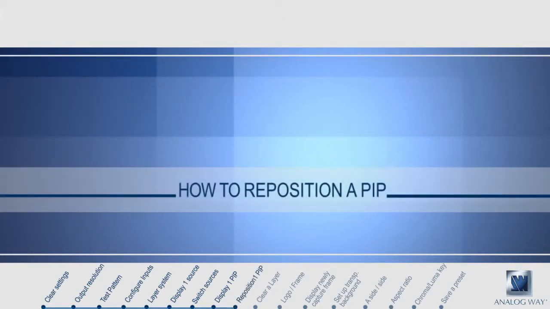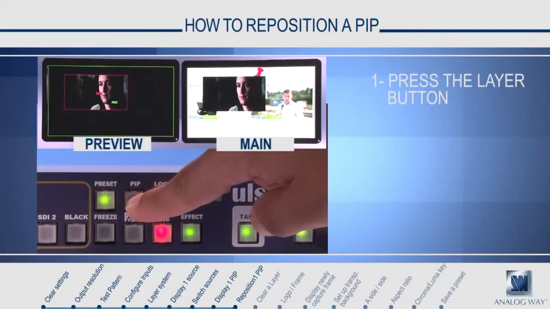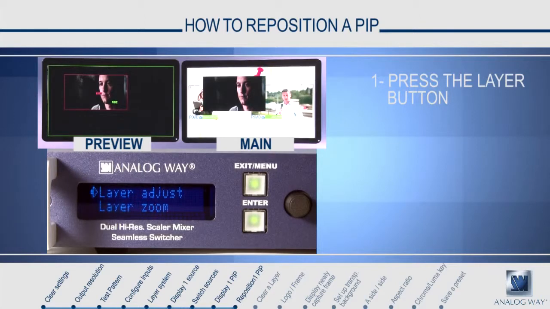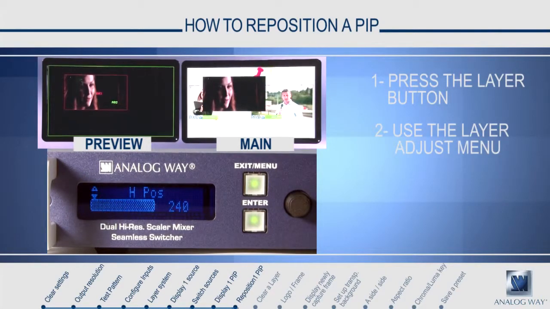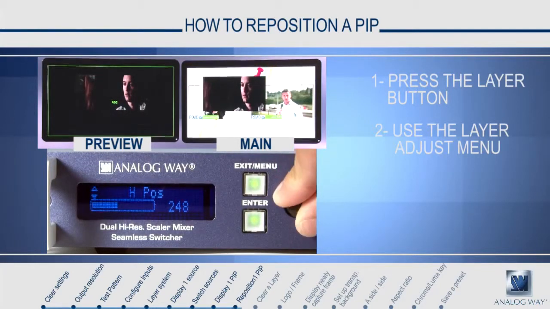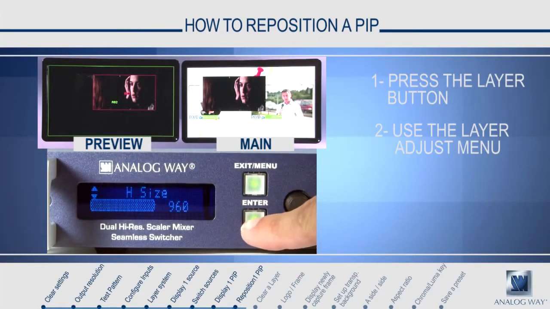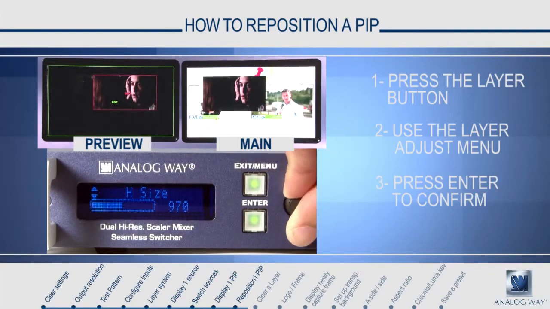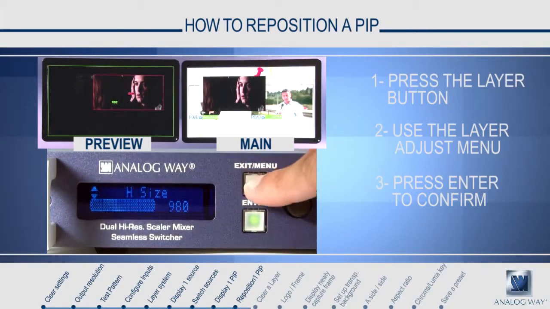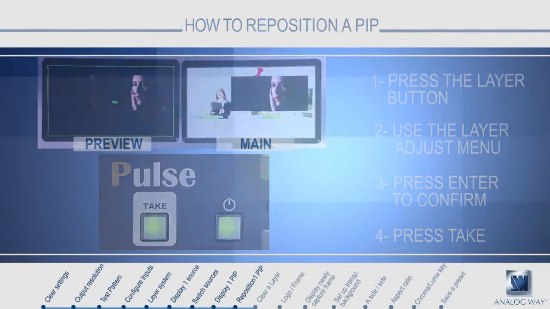How to reposition or resize the layer. First, select the layer you wish to edit. You will see the Layer menu appear. Select Layer Adjust, and you will find all the parameters for the position and size of the layer. Make some adjustments, and press Enter to confirm your changes. When you are finished, press the Take button to see your changes appear on the main program screen.